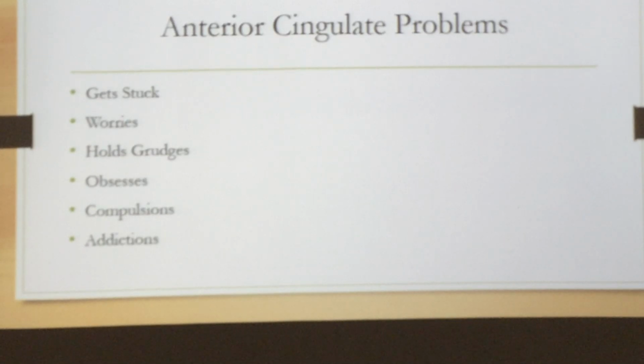If the anterior cingulate develops problems, the person will get stuck in his thinking. He won't be able to go from this to this as fast. He'll have a propensity to worry more and to hold grudges. They will have the ability to obsess more. They will have an inclination toward having more compulsions, and also it can fit into addictions.